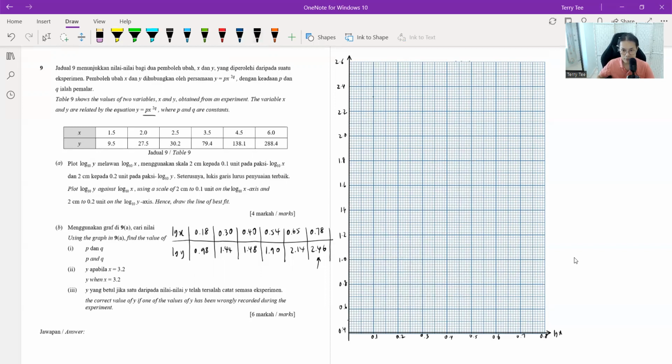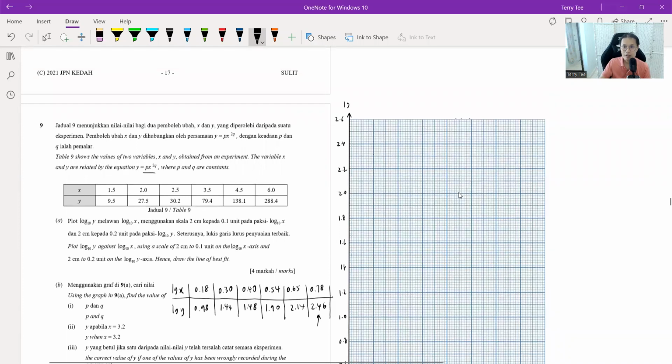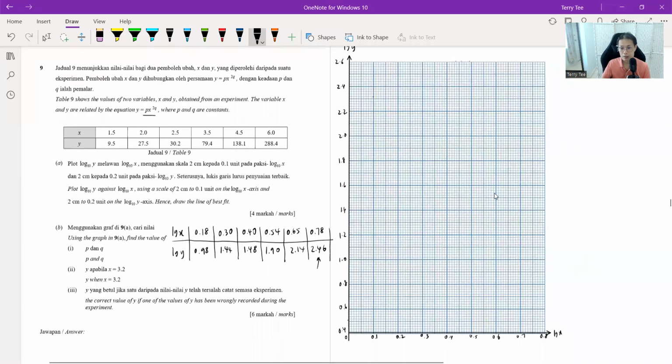Normally in the recent SPM, ever since KSSM, ever since 2003, the slightly newer format, the graph always starts from 0. But for this particular question, like I said, you can't start from 0 unless you change the scale, or you use a bigger, longer graph paper. Standard graph paper in SPM most of the time is 11 by 8. So I have to use maximum 2.6, minimum 0.4. Okay, now let's plot the points.